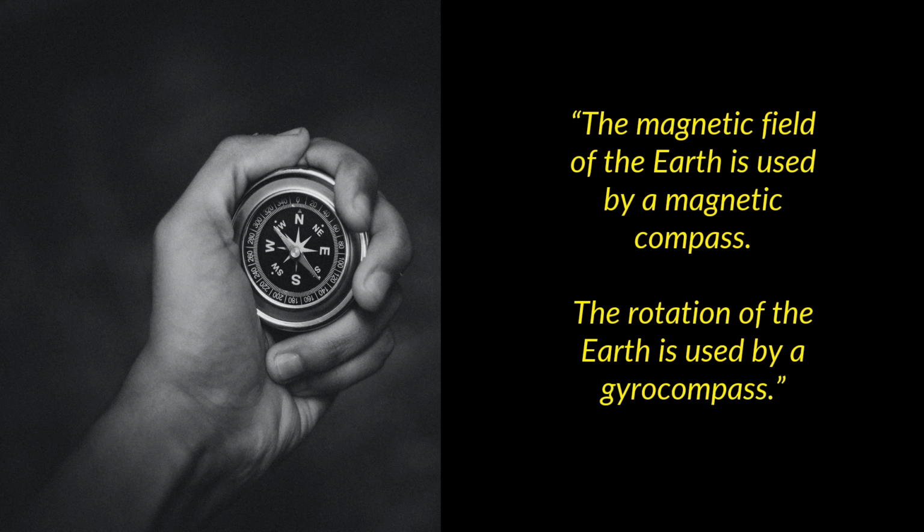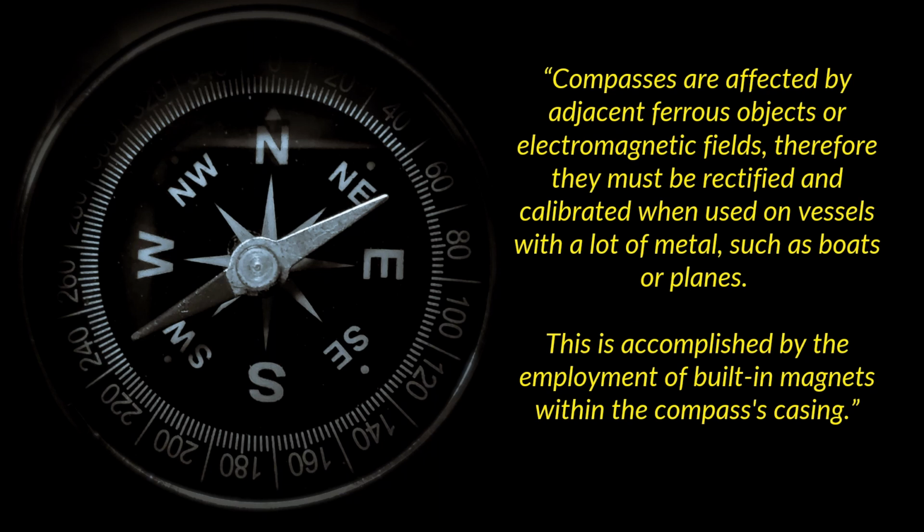The magnetic field of the Earth is used by a magnetic compass. The rotation of the Earth is used by a gyrocompass. Compasses are affected by adjacent ferrous objects or electromagnetic fields. Therefore, they must be rectified and calibrated when used on vessels with a lot of metal such as boats or planes. This is accomplished by the employment of built-in magnets within the compass's casing.